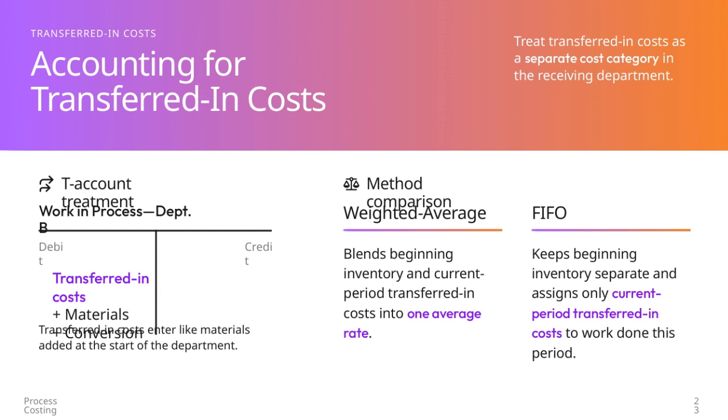Regarding the methods for including transferred-in costs, there are two main approaches, weighted average and FIFO. The weighted average method blends the beginning inventory costs with the current period transferred-in costs to create a single average rate. On the other hand, the FIFO method keeps beginning inventory costs separate and assigns only the transferred-in costs from the current period to the work done during that period. Understanding these distinctions helps us accurately allocate and account for transferred-in costs within process costing, ensuring clearer cost tracking and better decision-making.